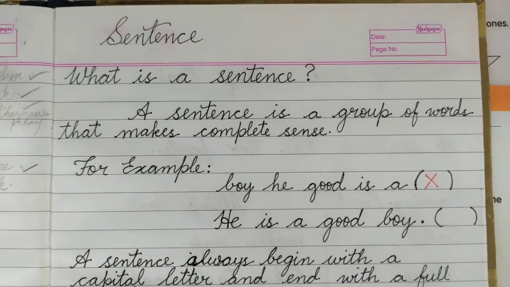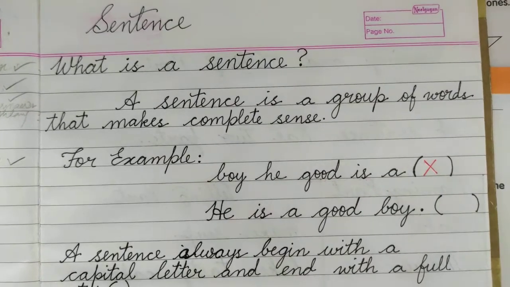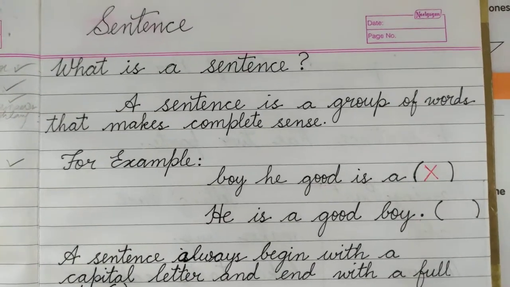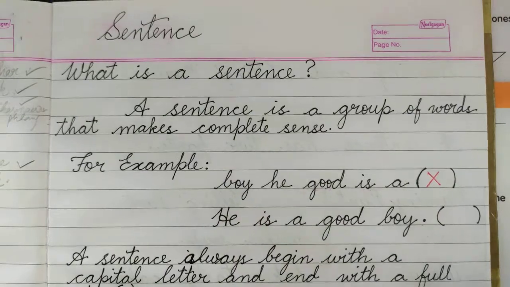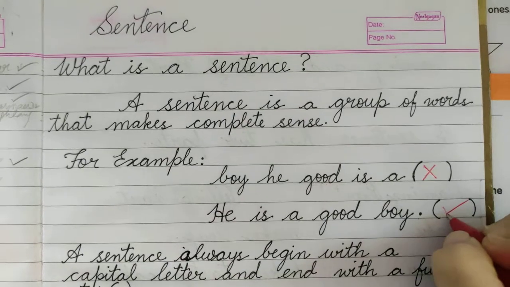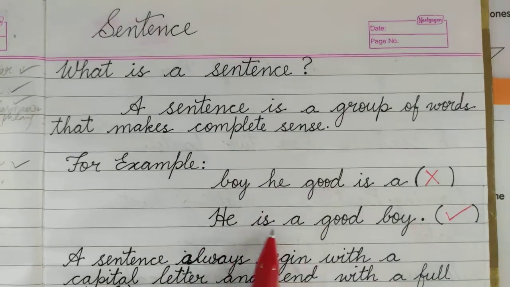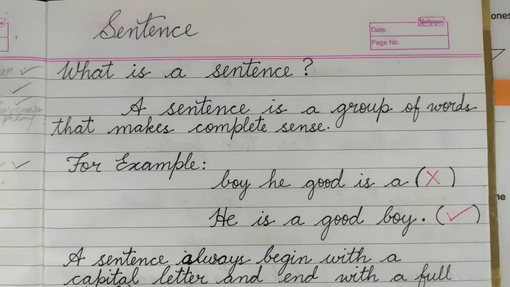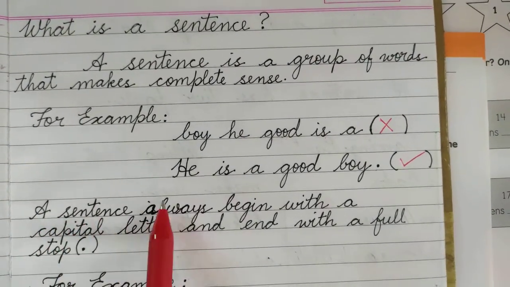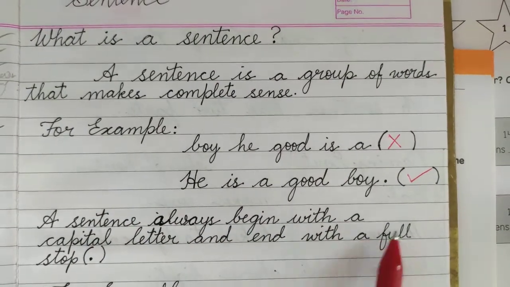Yes, now you understand, right? That I am saying that someone here, okay, that he is a good boy. Now that makes sense. Now you understand that this sentence, this group of words makes sense. So this is the correct sentence. Okay. Now we have a group of words and also it makes complete sense. It has a meaning.